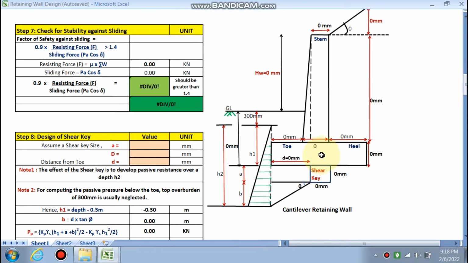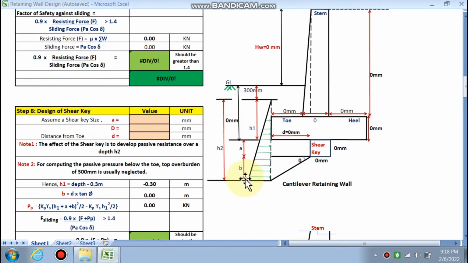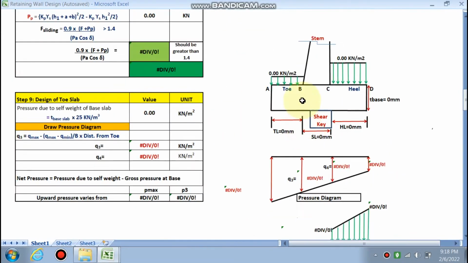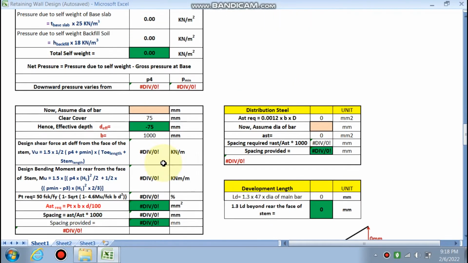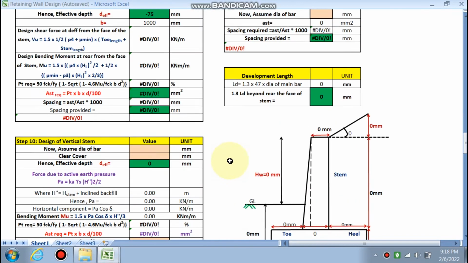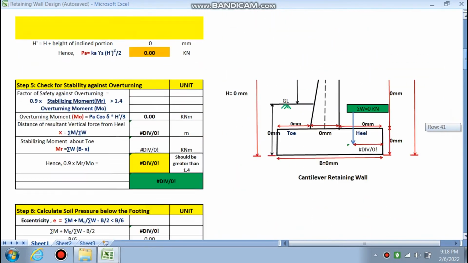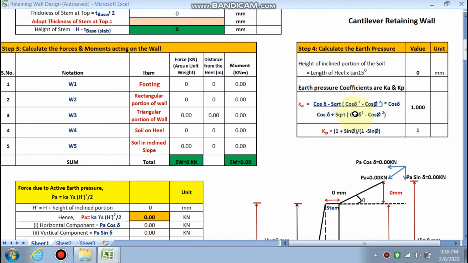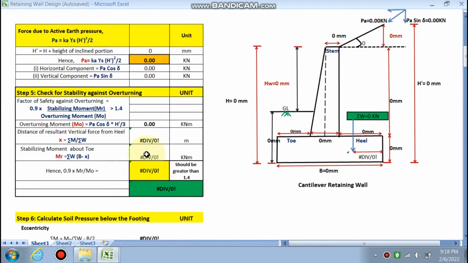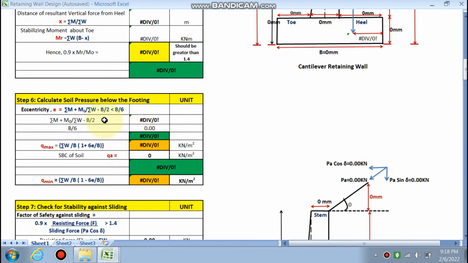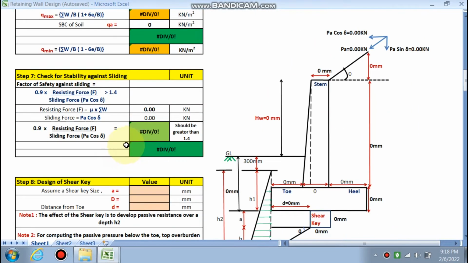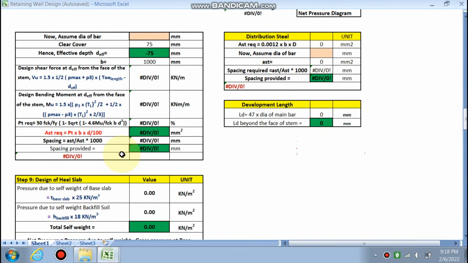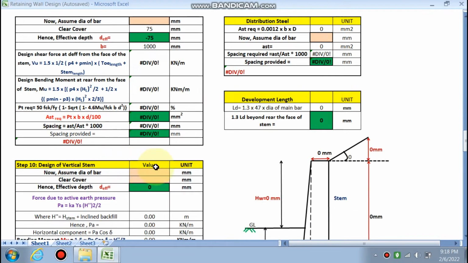If it's unsafe against sliding, then we have to provide a shear key. So then we have to design a shear key. Next is the design of the toe slab. Then a heel slab will be there and the vertical stem will be there, right? So let's start. In this part, we are going to find all the initial sizes, all the earth pressure coefficients, check against overturning, check against soil pressure, the stability against sliding, and the design of the shear key. In the next part, we are going to design the toe slab, heel slab, and the vertical stem, right?